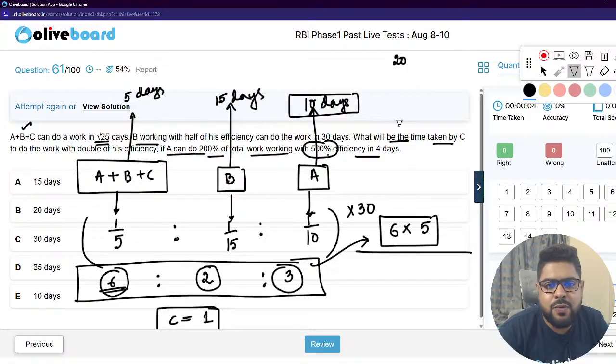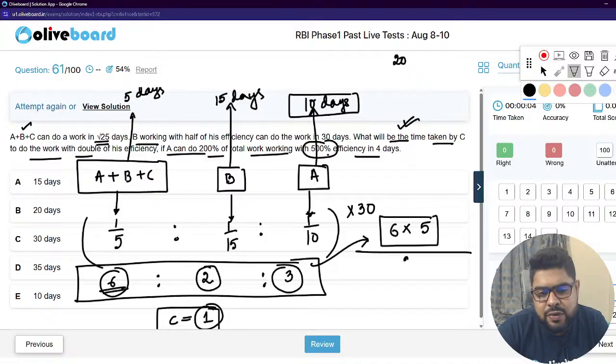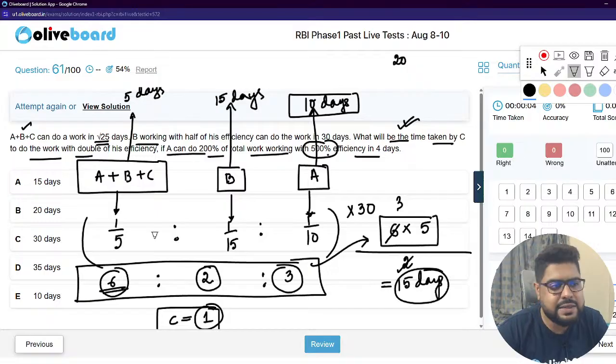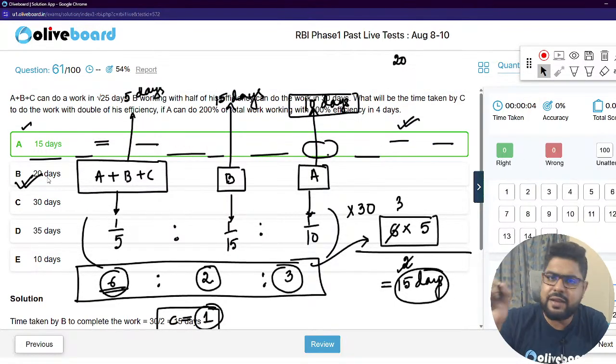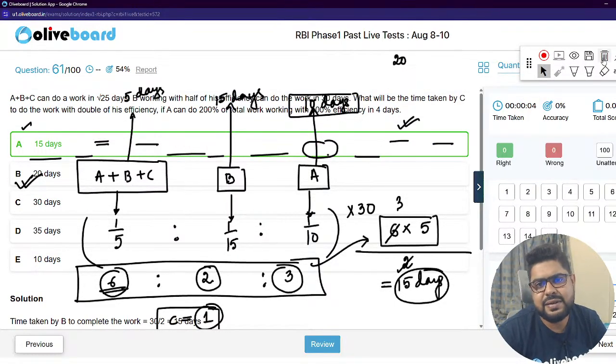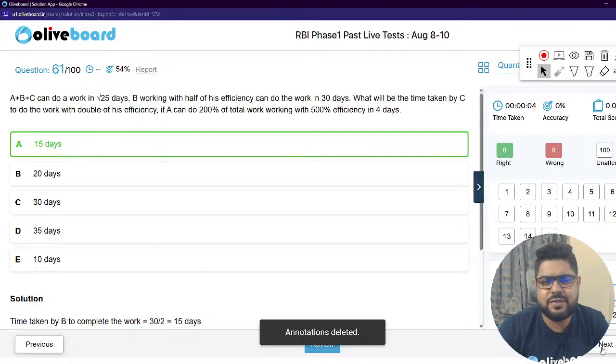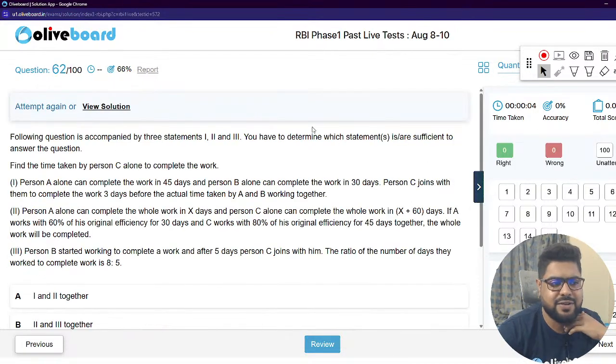Now they are asking what will be the time taken by C to do the work if his efficiency doubles, meaning now C will do 2 units every day. So do the calculation. C will take 15 days to complete. That's the answer, option number A. Option A, 15 days is the answer. Very, very simple stuff. Not a difficult question at all.